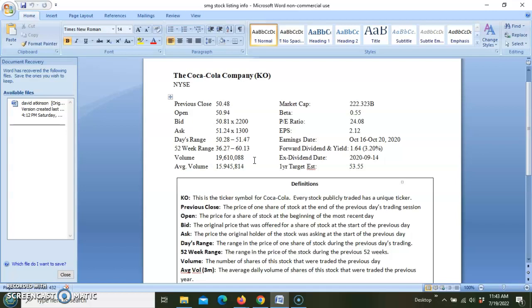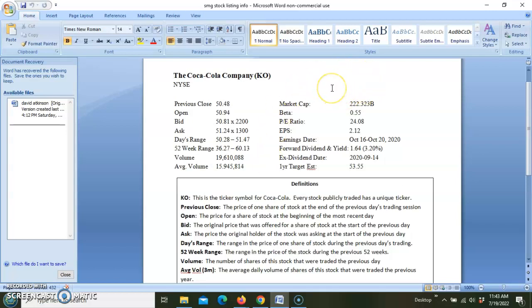And by low volume, I mean in the thousands or hundreds of thousands. Average volume. Last year, on average, 15,945,000 shares of Coca-Cola stock changed hands every single day. So that's a lot of shares of stock. On average, nearly 16 million last year.